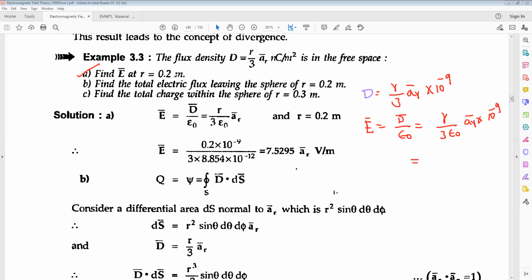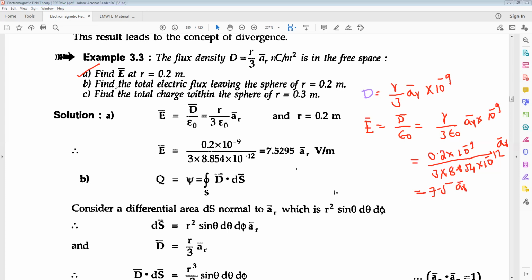And it is given that r is equal to 0.2 meters. So let us find that. We can substitute r equals 0.2 here, the 10 power minus 9 is also there, divided by 3 into epsilon naught, which is 8.854 into 10 power of minus 12, a_r. Simplify by using your calculators, you get 7.5 a_r. Got it for the first one.